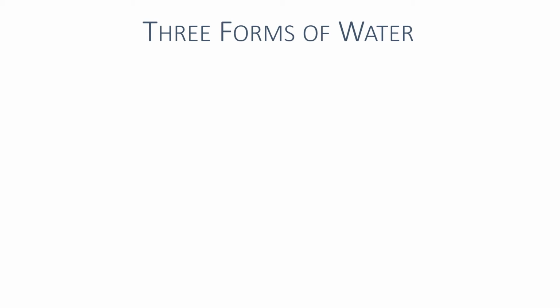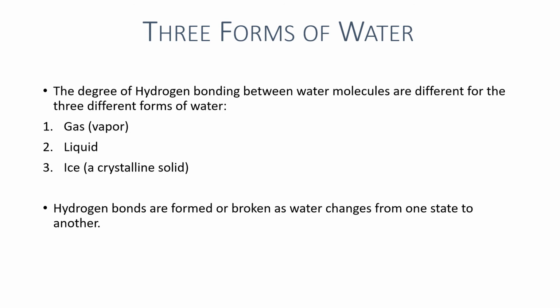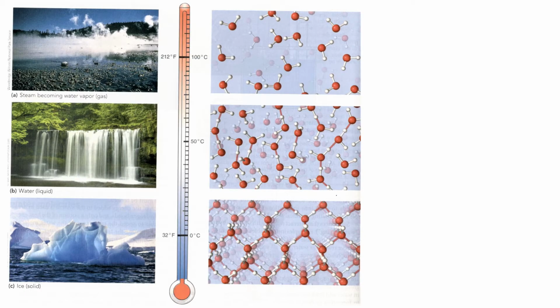Three forms of water. The degree of hydrogen bonding between water molecules is different for the three different forms of water. So water can exist as gas or vapor, liquid, and also ice, which is the solid form. Hydrogen bonds are formed or broken as water changes from one state to another. In this slide, it shows you the three forms of water: water in the form of vapor, gas, water in the form of liquid, and also water in the form of solid, which is ice.